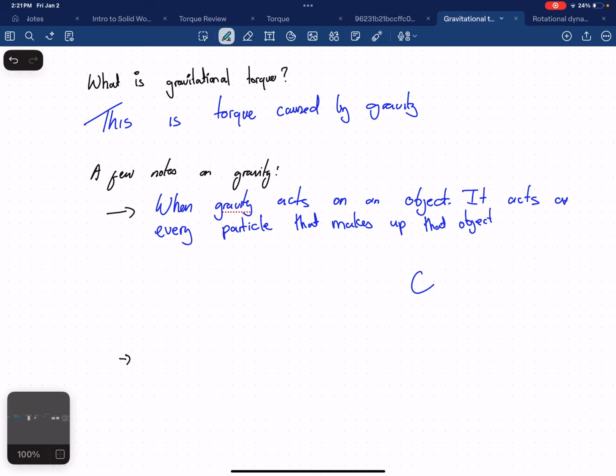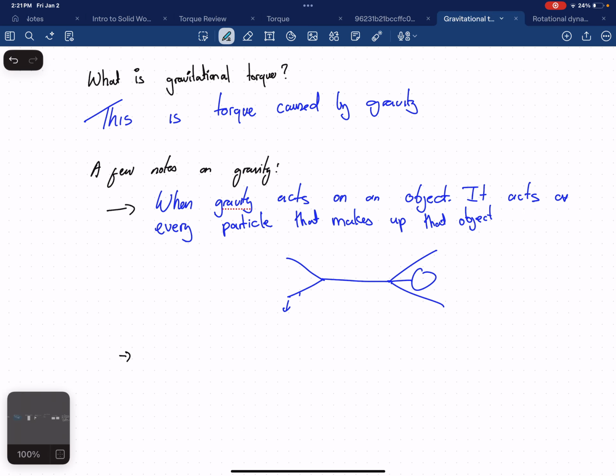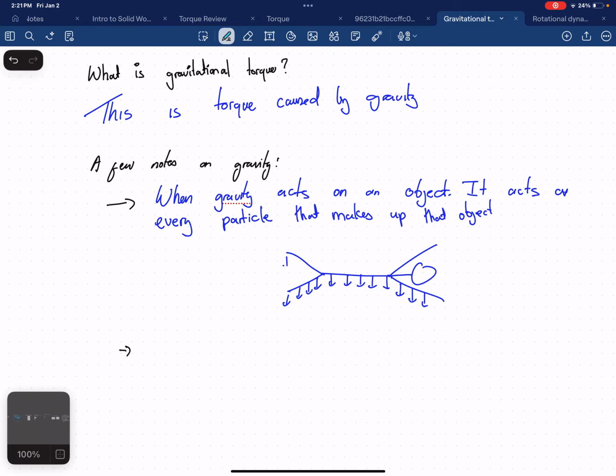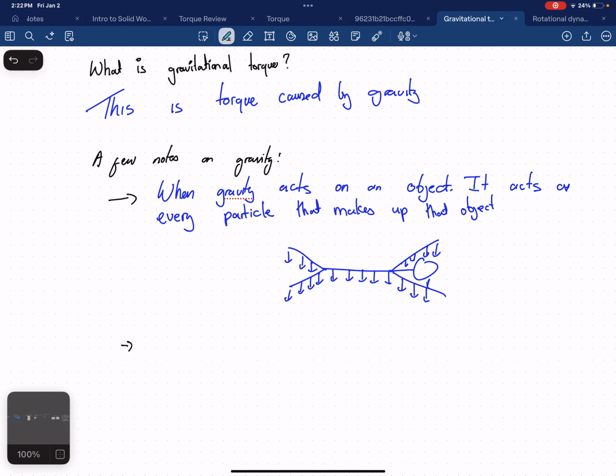Let's say it's a skydiver in free fall, right before he pulls his parachute. Gravity is going to act on every single particle on his body, every single place, even the spaces in between the arrows that I've just drawn. So gravity acts on every single particle.